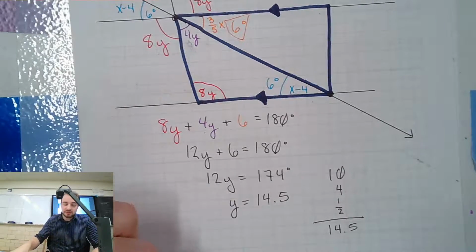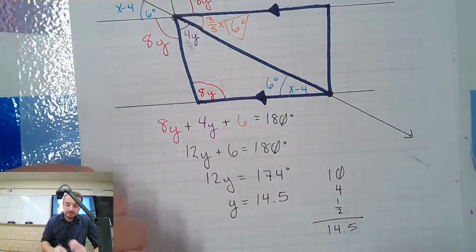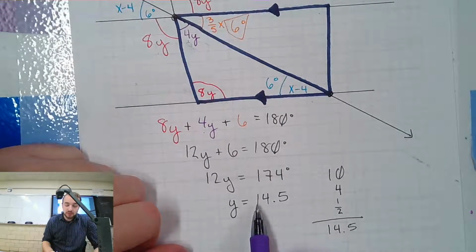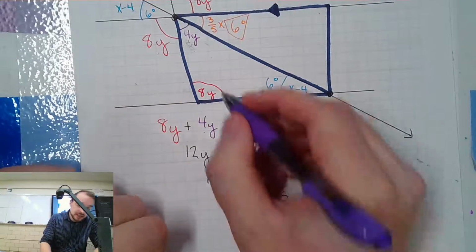So now we go to plug this in to figure out the angles. 4 times 14 and a half is that purple angle. Well, 4 times 14 is 40 plus 16, right? Because 4 times 4 is 16. So 40 plus 16 is 56. 4 times a half is 2. So we get 58.